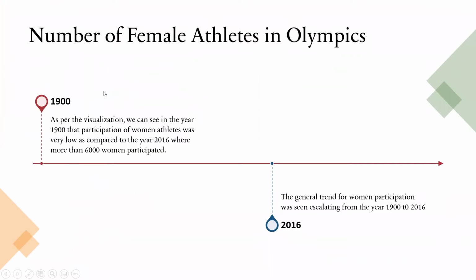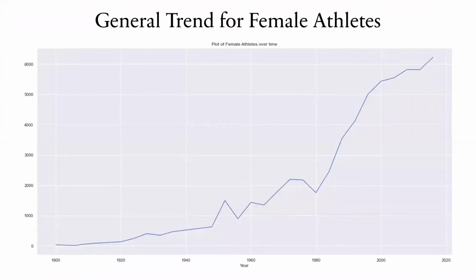Now, this is the general trend for female athletes. In this trend, women's participation has increased in the Olympics since its inception. There was a slight decrease around the 1950s. And then again, you can see here the decrease in the 1980s. Since 1980, there has been a continuous increase in the participation of female athletes.